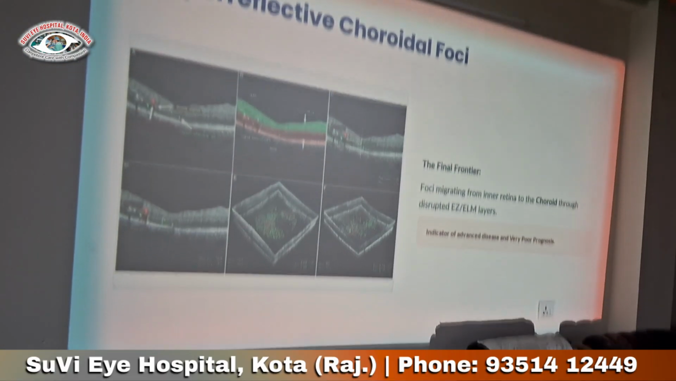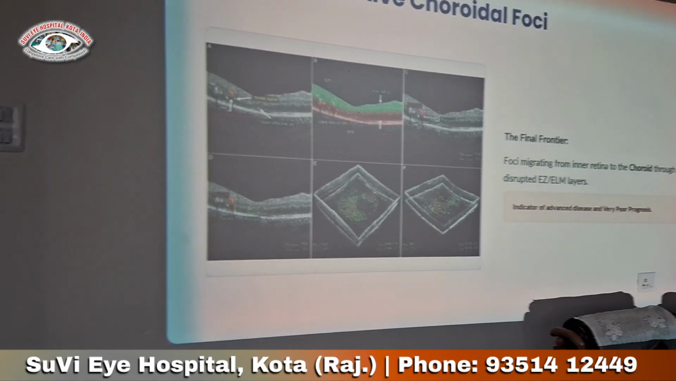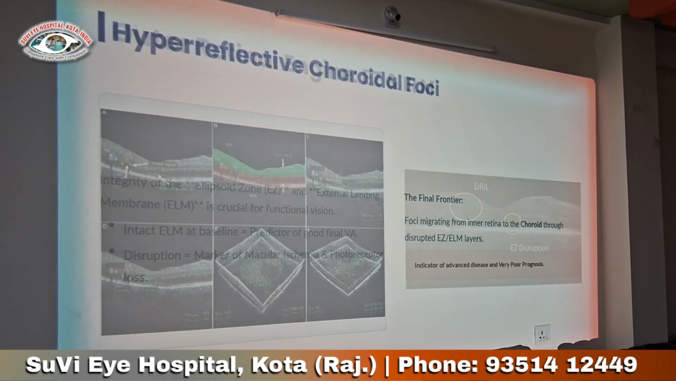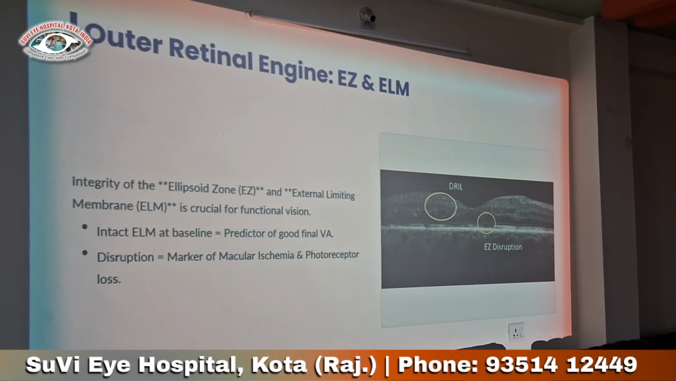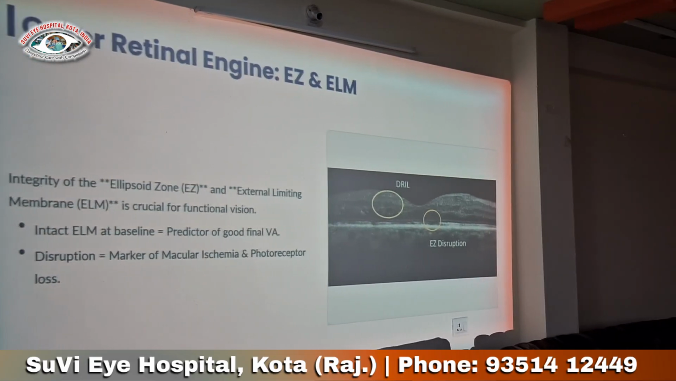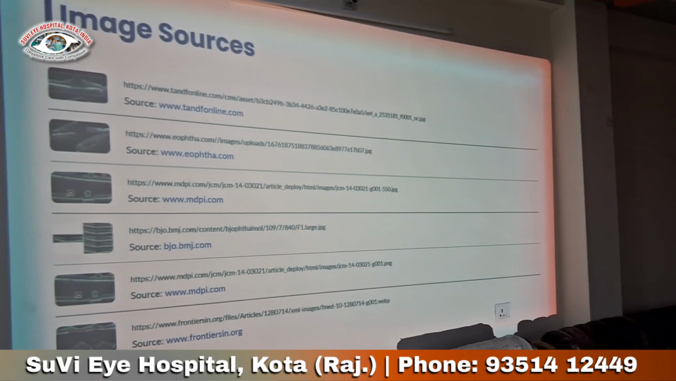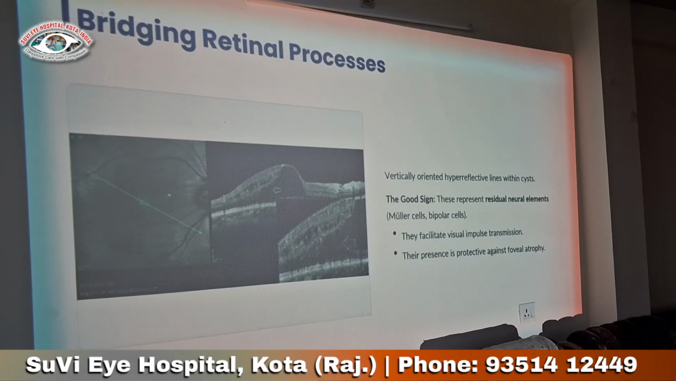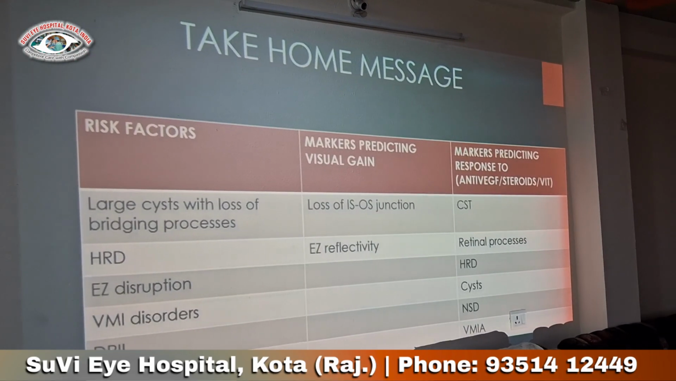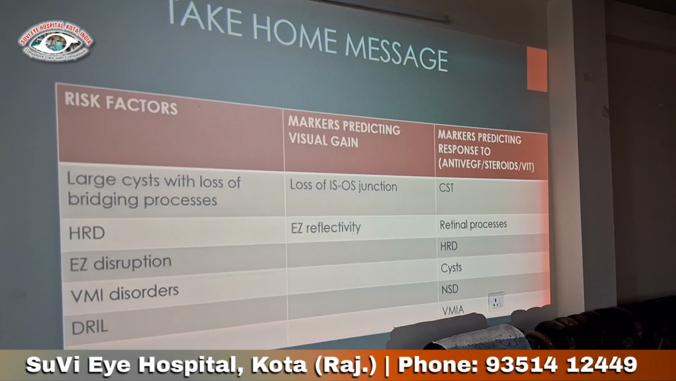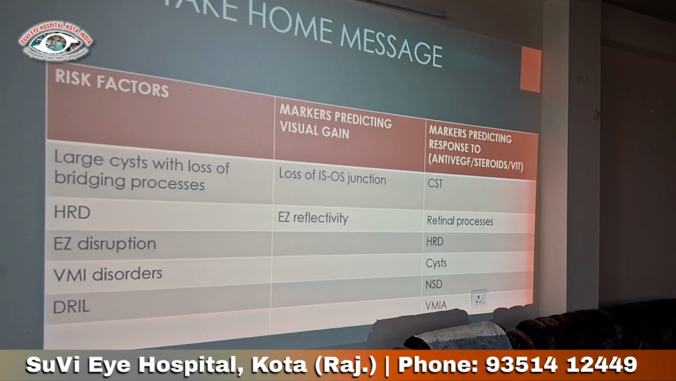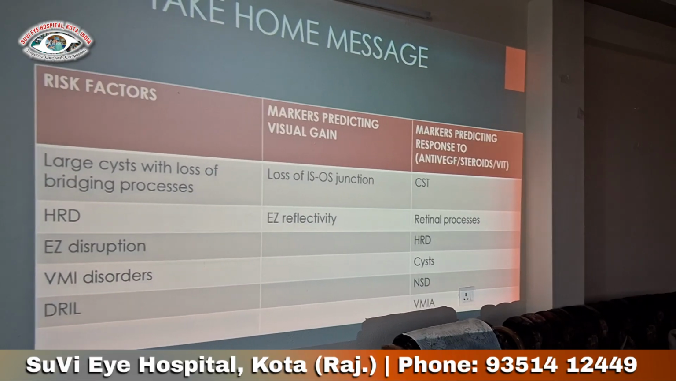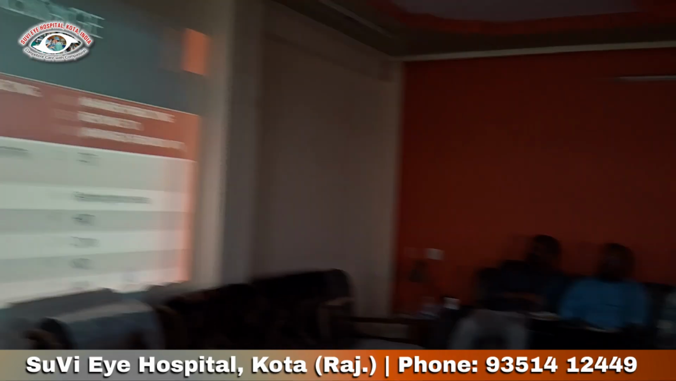So these are the hyperreflective choroidal foci, where the hyperreflective foci migrate to the choroid, and it indicates poor prognosis. And we discussed the ELM and the EZ disruption. So coming back to our table, in a nutshell, what are the good biomarkers and what are the biomarkers which indicate poor prognosis? Anyone, a good biomarker?